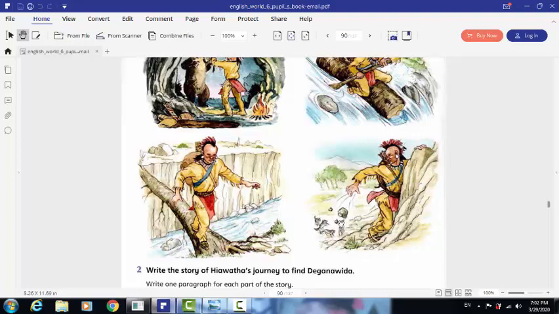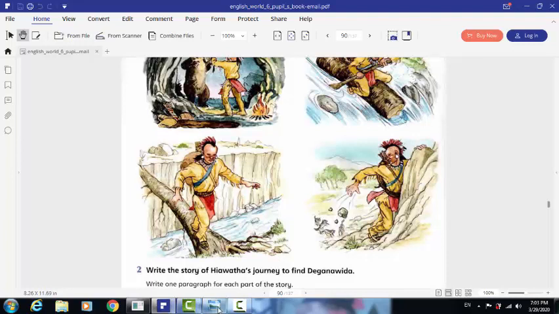Where were the wolves now? The wolves were below him. They tried to jump and bite his feet. Because they chased him, they tried to bite his feet. How did he fight them and save himself from the wolves? Hiawatha threw rocks. He threw rocks at the wolves and they went away.